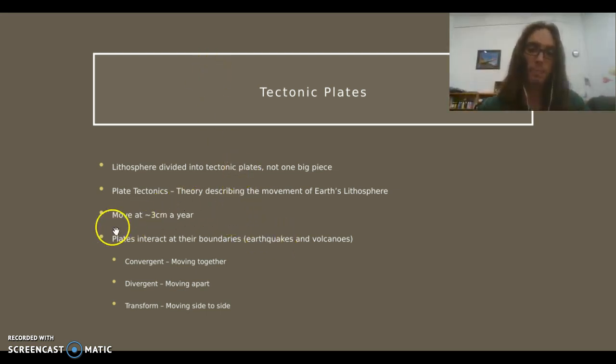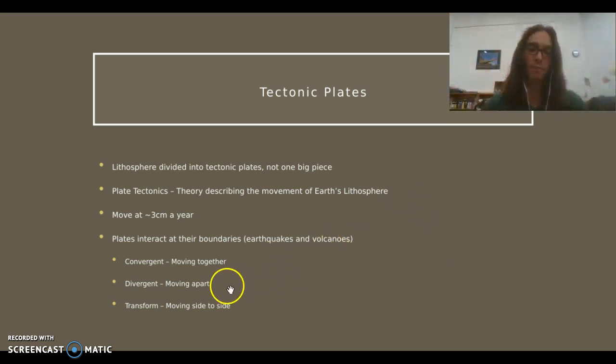So what happens at tectonic plates is that they interact at boundaries. We get earthquakes and volcanoes happening at those boundaries. And then the different types of boundaries are called convergent, where they're converging, so they're moving together. They either have a subduction zone where one goes under the other due to density, or they form a mountain ridge. So if they have the same density, they do this type of thing. And then we've got divergent, so they're diverging, so they're moving apart, so they're going like this.